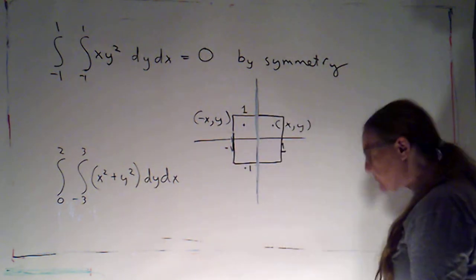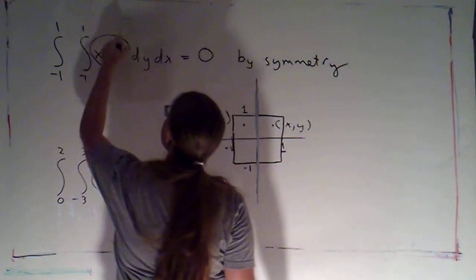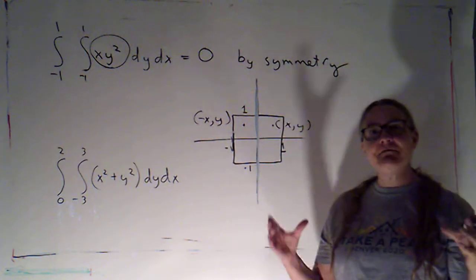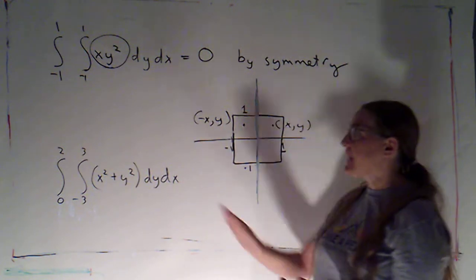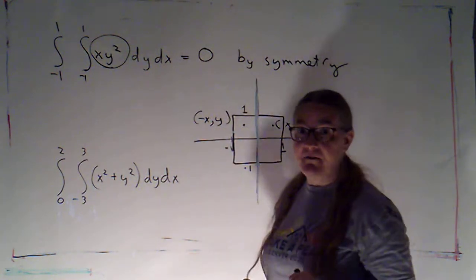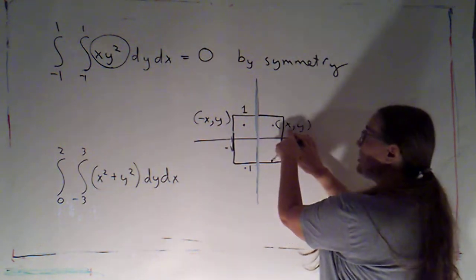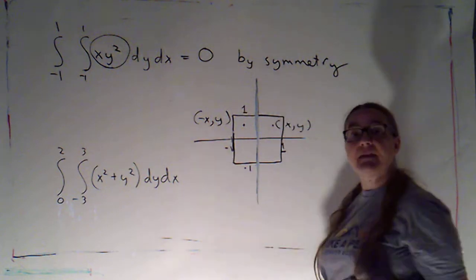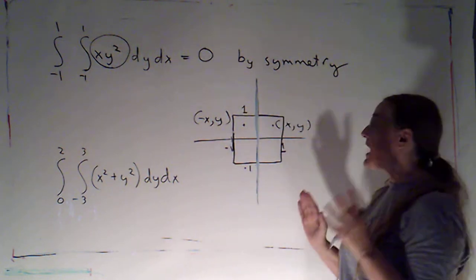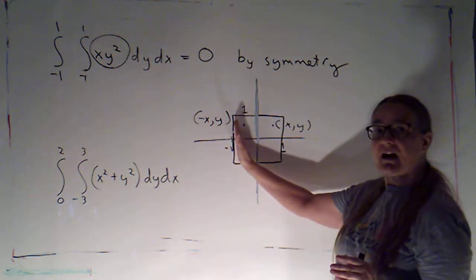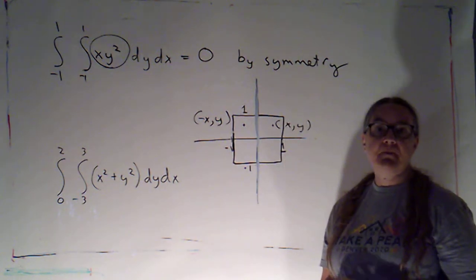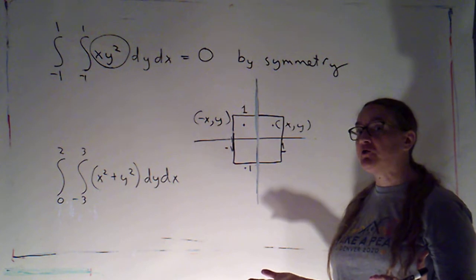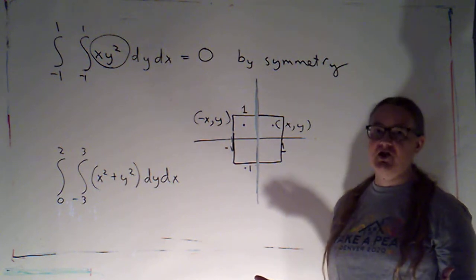Now, that's relevant because that's going to tell me that the height, the z value that I'm attaching to these points, are exact opposites. Because I'm going to get the same thing when I square the same y value, but here I'm multiplying by x, here I'm multiplying by the opposite of x. So the heights that I'm getting on the left side are exactly the opposite of the heights that I'm getting on the right side. That means those signed volumes are going to cancel each other out.